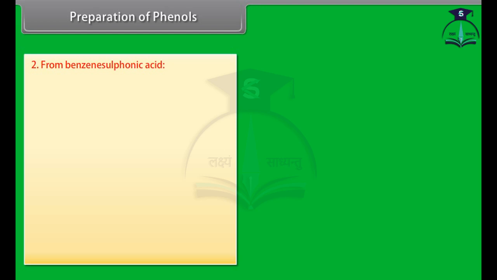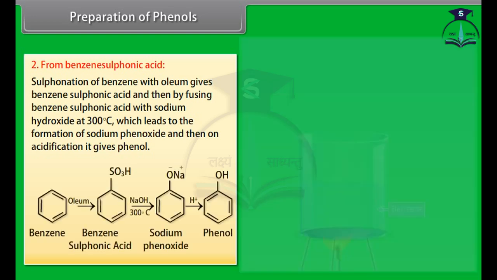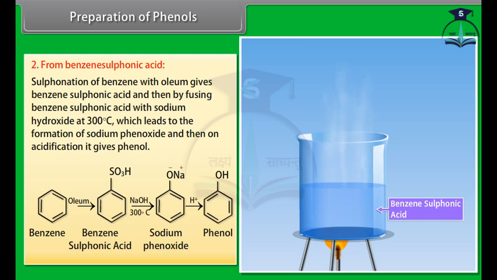From benzene sulfonic acid. Sulfonation of benzene with oleum gives benzene sulfonic acid, and then by fusing benzene sulfonic acid with sodium hydroxide at 300 degrees Celsius, sodium phenoxide is formed, and then on acidification it gives phenol. Benzene is sulfonated using oleum to form benzene sulfonic acid, and then on heating with sodium hydroxide it forms sodium phenoxide. On acidification of the solution it results in phenol.